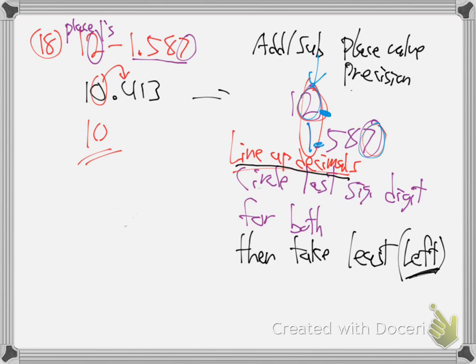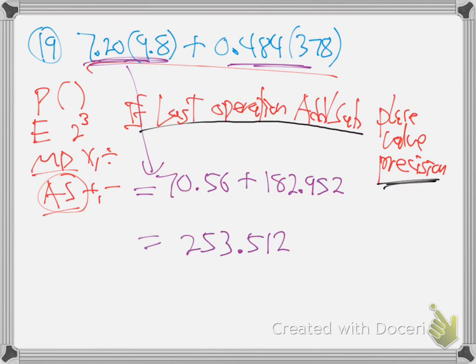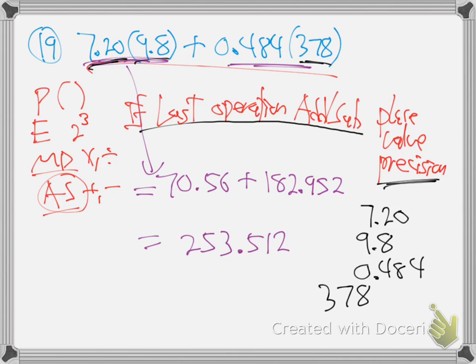Line up the decimals of the original. I'm going to go back to the original numbers. Line them all up, circle the last digit for both, take the one on the left. So here we go. 7.20, 9.8, 0.484, and 378. See how I lined all the decimals up? See what I'm saying there? Line them all up. We're good there? They're all lined up.